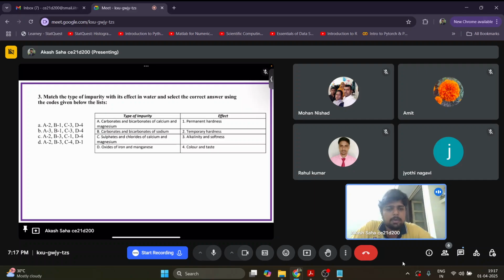So when we talk about the carbonates and bicarbonates of calcium and magnesium, always remember calcium and magnesium will give us hardness, and carbonates and bicarbonates will give us temporary hardness. Okay. So A is 2. Then carbonates and bicarbonates of sodium. Okay, before that, sulfates and chlorides of calcium and magnesium. So calcium and magnesium again will give us hardness, and sulfates and chlorides will give us permanent hardness. Okay. So C is 1.